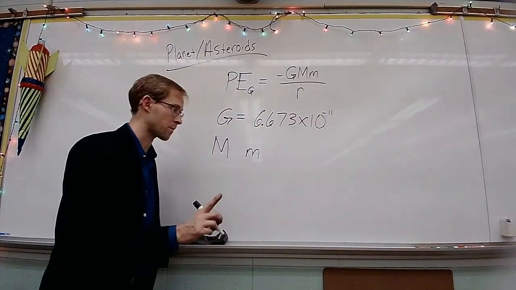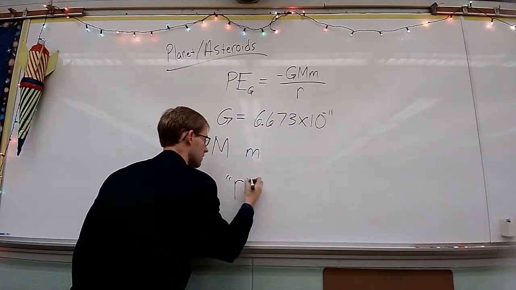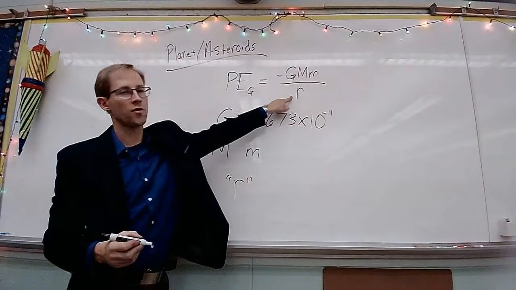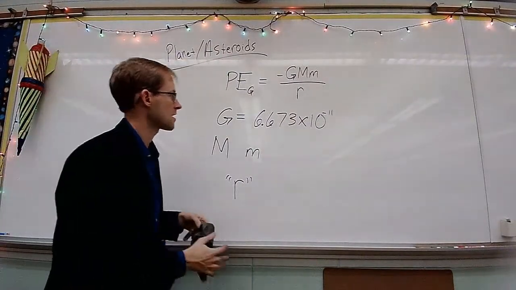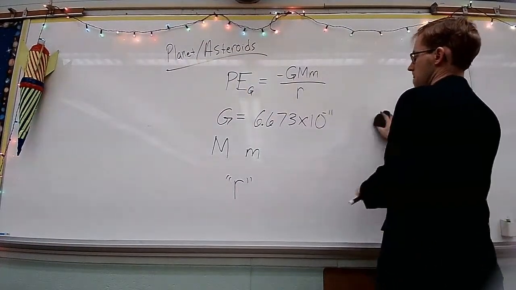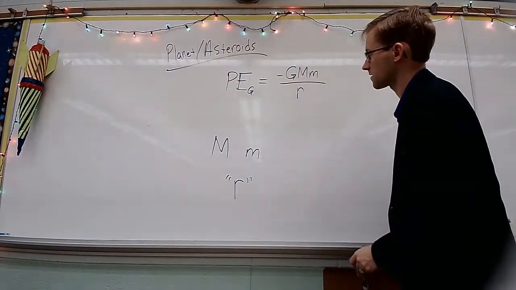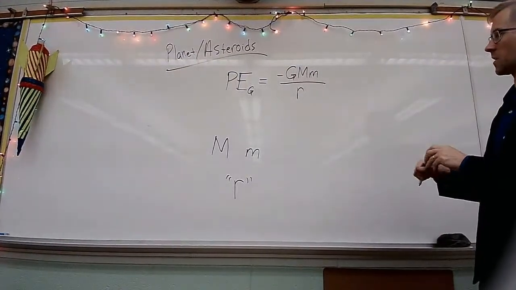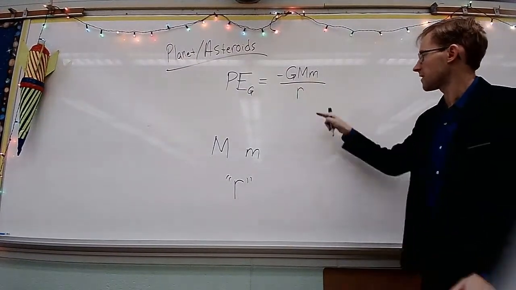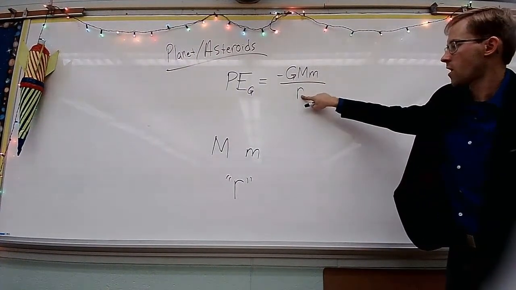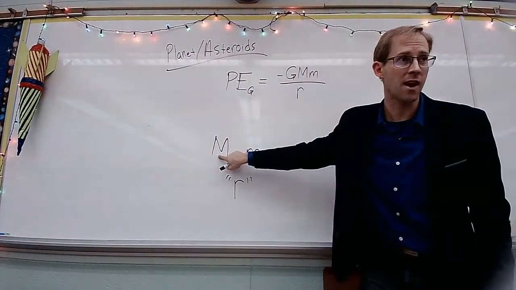Now, the most important part of all this is actually what this R is equal to. This R is very important, and it's the source of most issues with these problems. This R is not equal to a radius, and it's not even really equal to a specific distance from a planet's surface. This is the distance from the little mass to the middle of the big mass.